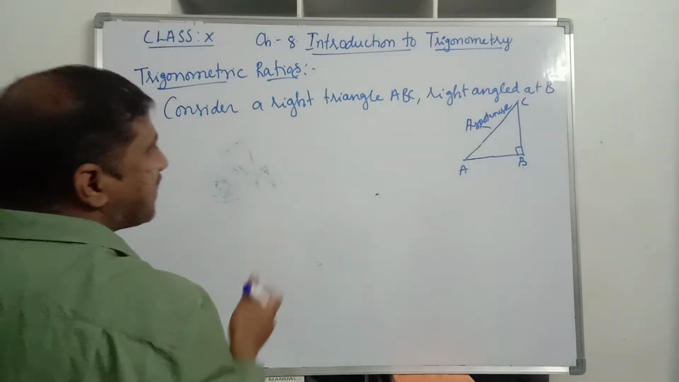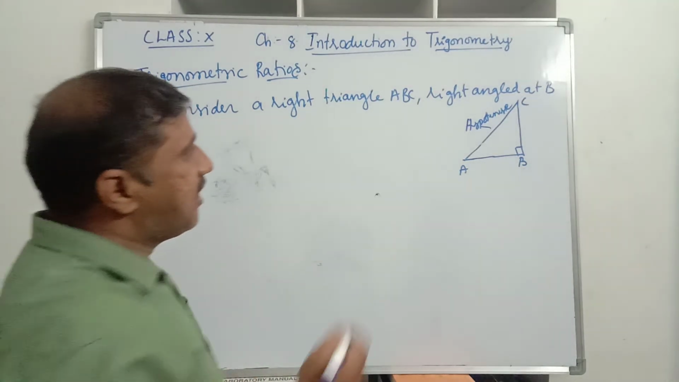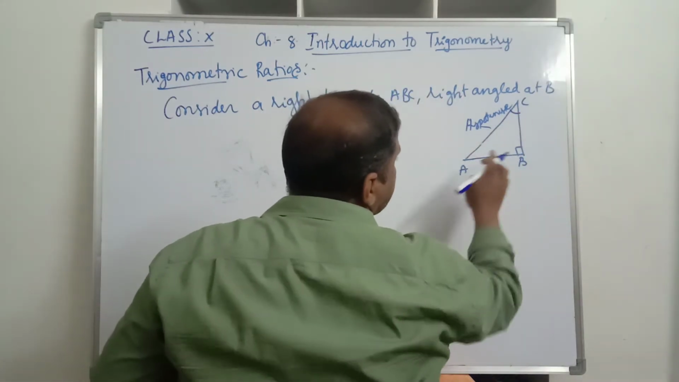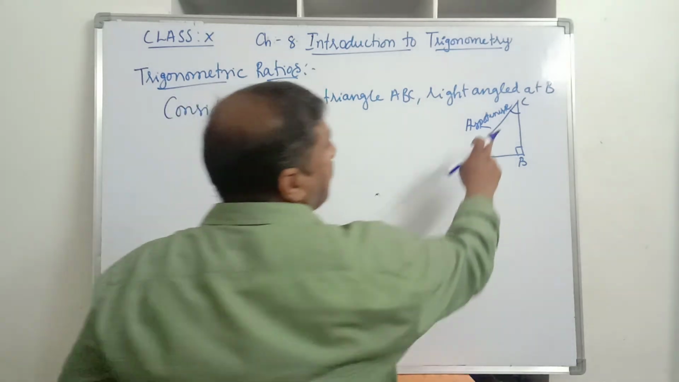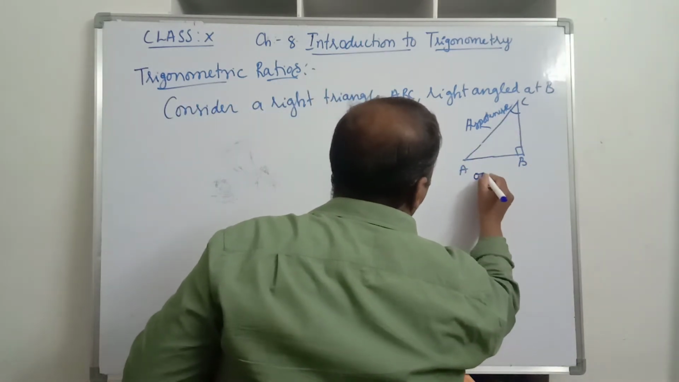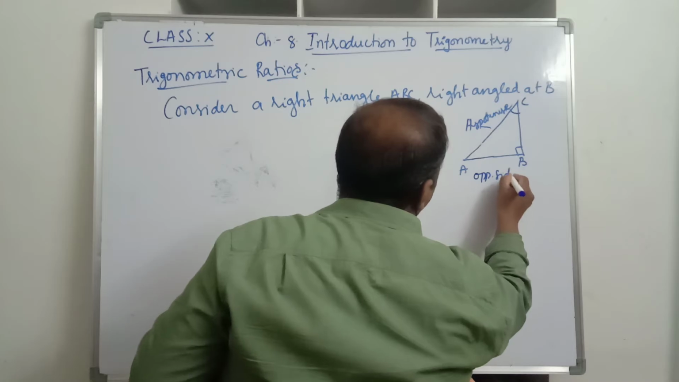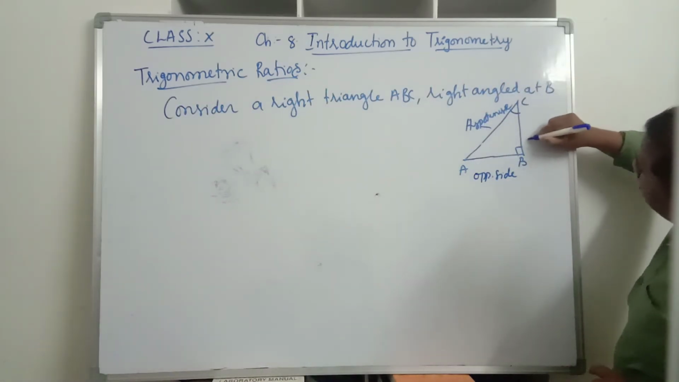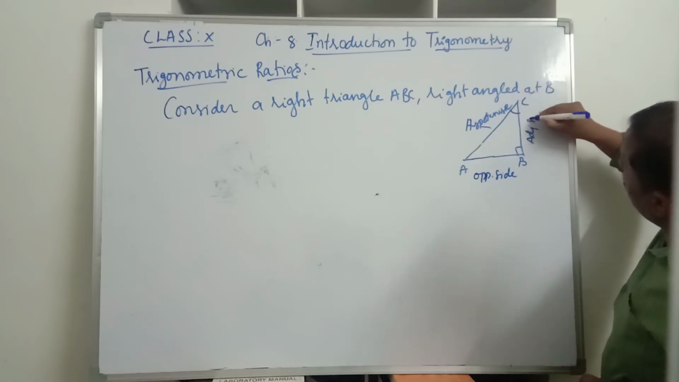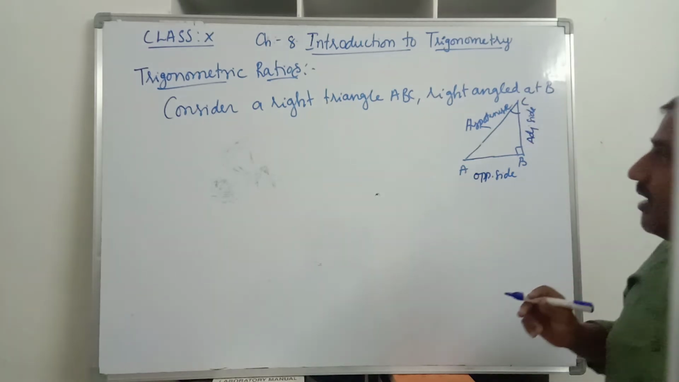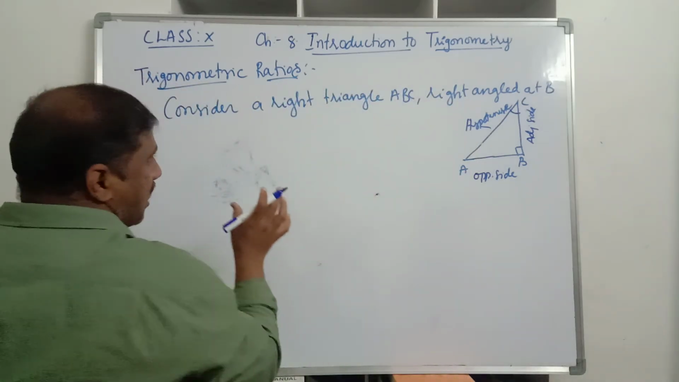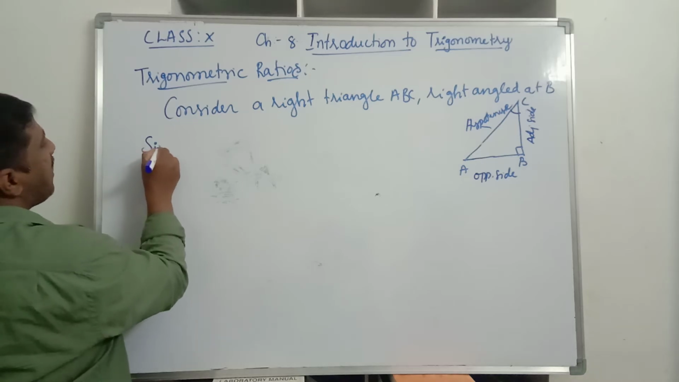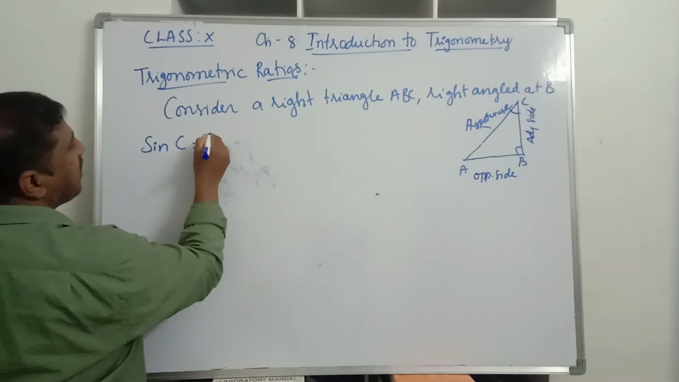Now we will derive the 6 ratios for angle C. Consider angle C. For angle C, which is the opposite side? Identify the opposite side. For angle C, AB is the opposite side, and BC is the adjacent side of angle C. Now write the 6 ratios for angle C. I am writing in the short form, that is abbreviated form. Sin C means sin of angle C is equal to what?